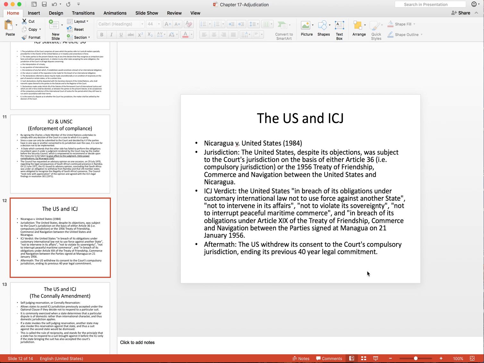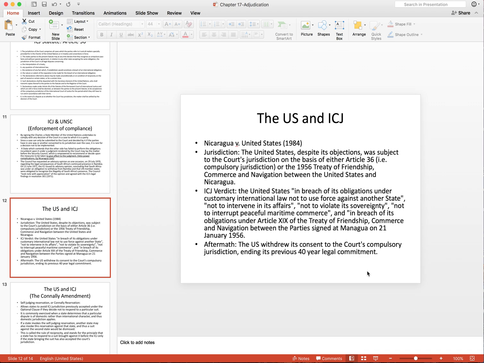So the relationship between the United States and the ICJ is very interesting, as it has gone through its own ebbs and flows. Like I said, one of the more contentious episodes in the United States relationship with the ICJ was this case that came before the ICJ in 1984, Nicaragua versus the United States. The case concerned the military and paramilitary activities by the United States against Nicaragua, which included the mining of Nicaragua's harbors.